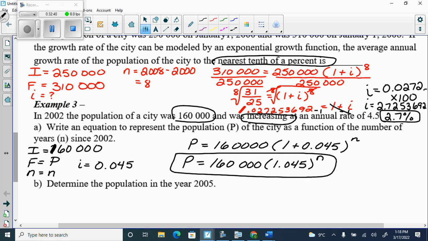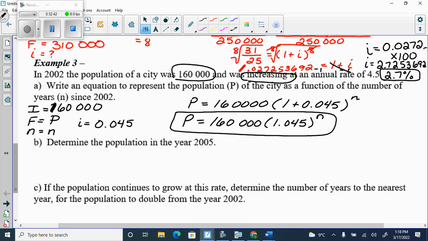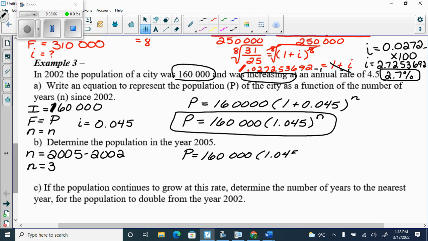Then they want the population in 2005. So do I know P or do I know N? N, and how do I get it? 2005 minus 2002. N equals 3. So I get P equals 160,000, 1.045 to the 3.